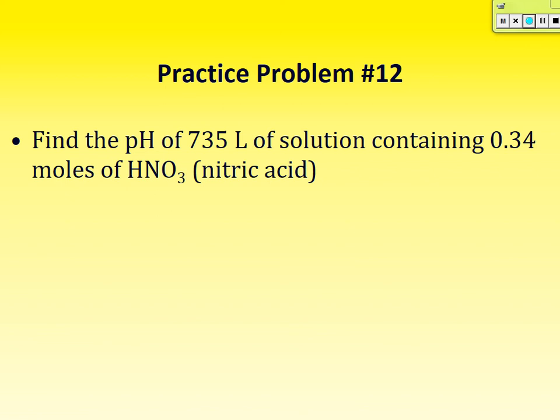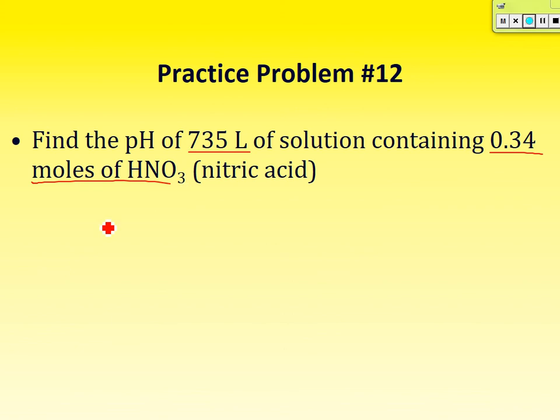All right, I've got another one here. Practice problem number 12. This will be the last practice problem on this lesson. And it's a little more complicated, so let me help you get started. It says, find the pH of a 735 liters of solution containing 0.34 moles of HNO3, which is nitric acid. A little more complicated because it didn't come out and give us the concentration of this acidic solution, but it did give us a way to find it.